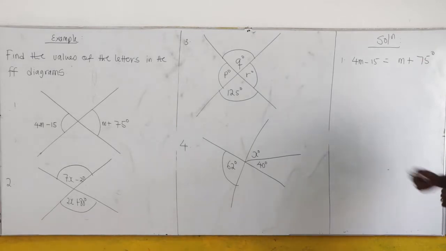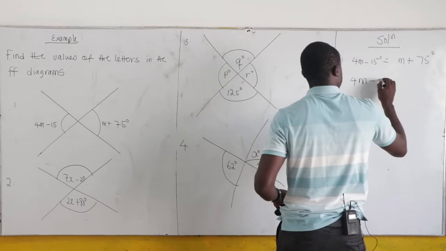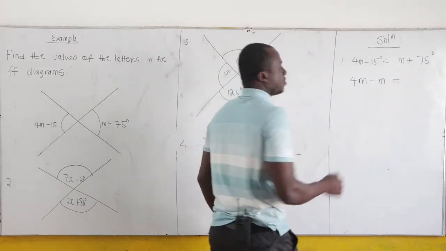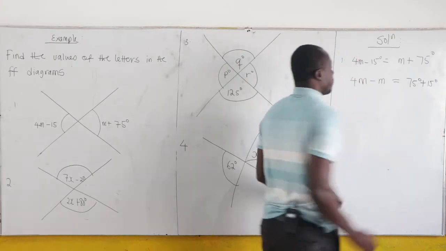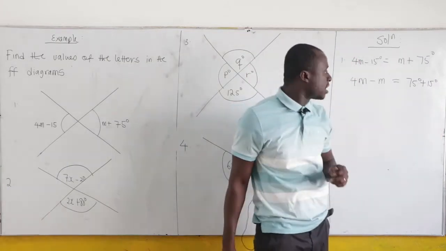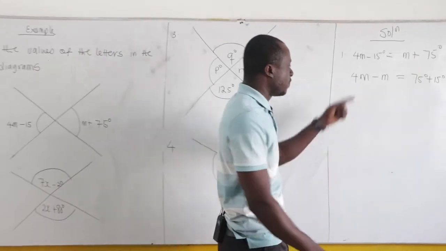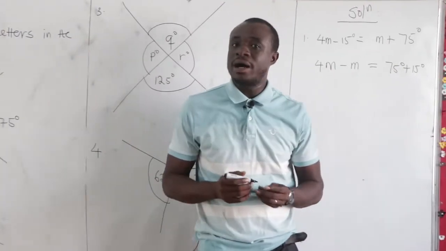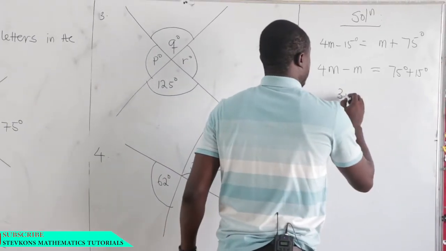Now what do we do? We group like terms. So we have 4m minus m equal to 75 degrees plus 15 degrees. Why plus? This negative crossing becomes positive. This is positive crossing becoming negative. 4m minus m. From our idea of algebra, this is just 3m.